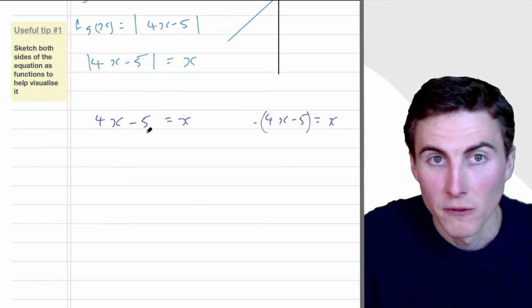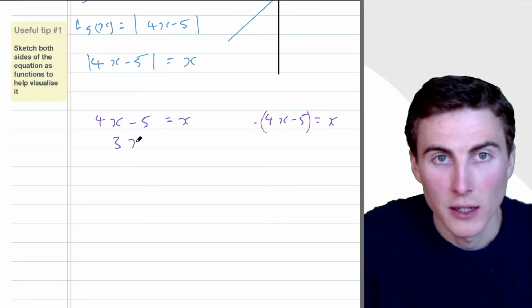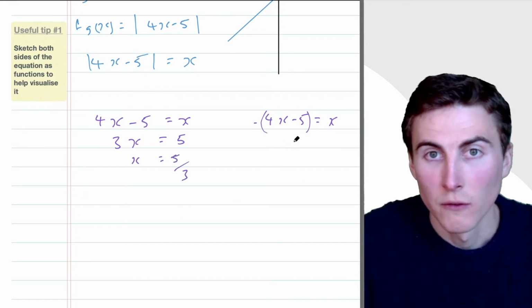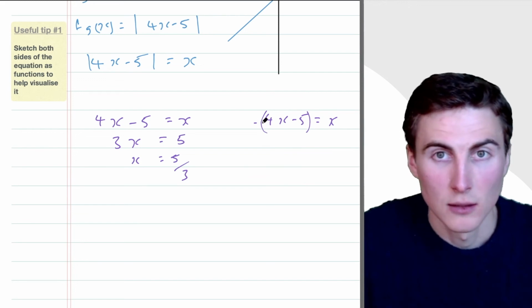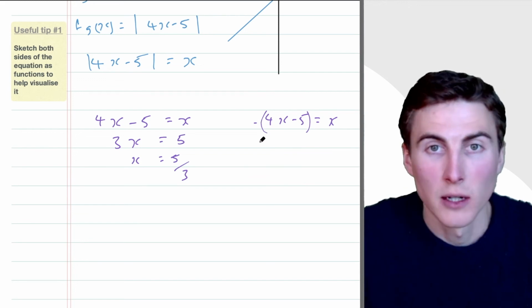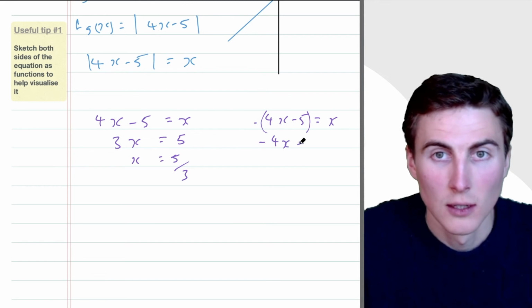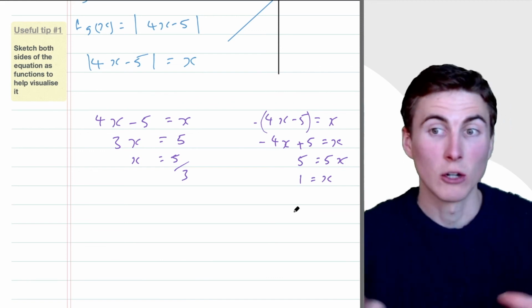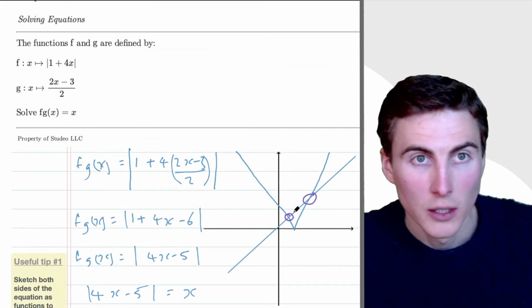So for this one, I can take an x from both sides and add 5 to both sides. And I find that x equals 5/3. For this one, I can expand the bracket or apply this minus sign. So I get minus 4x plus 5 equals x. Then we can add 4x to both sides and we get 5 equals 5x. And so 1 equals x. So we've now got 2 x values, which, yeah, it's done.